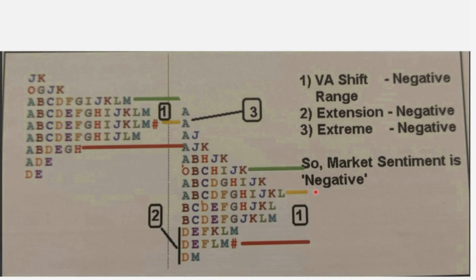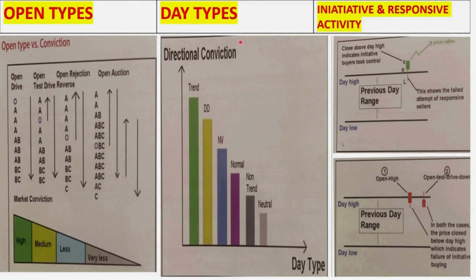When we combine these insights with the day structure and open types, we gain a clearer understanding of market sentiment. If you look at this particular slide on the top right corner, for example, if the market opens above the previous day's high and tries to fall back to yesterday's range, but doesn't sustain over there and even closes above the previous day high in the opening candle, it indicates initiative buying and imbalance acceptance.